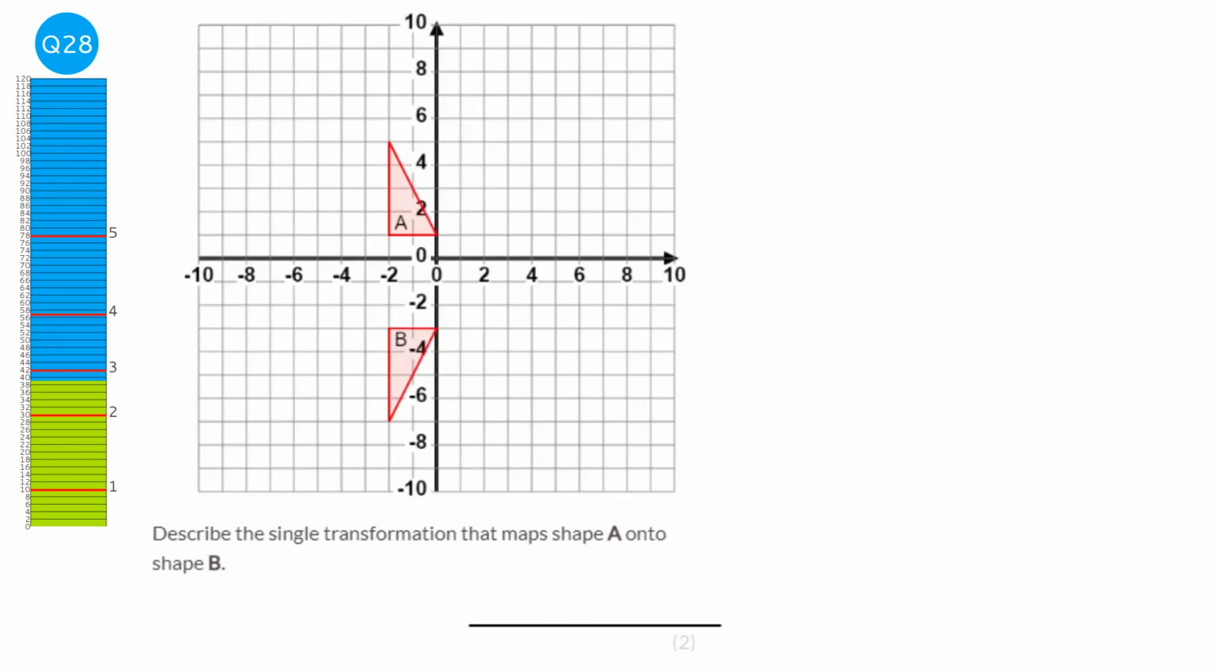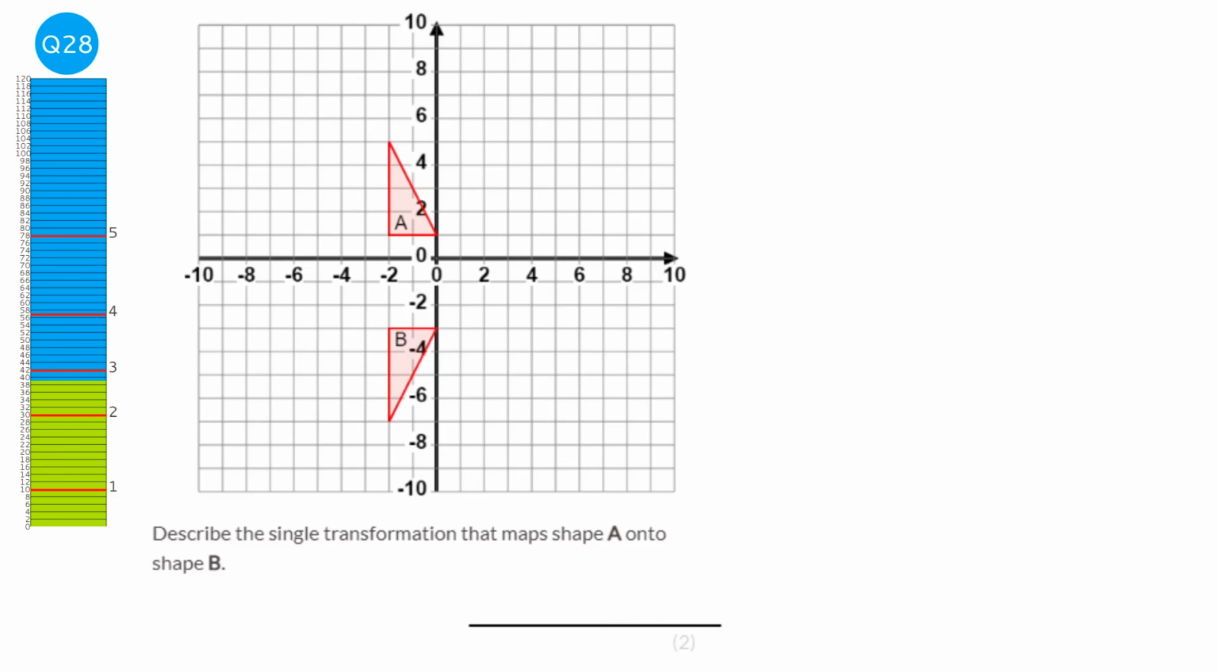So trying to describe the single transformation, it kind of looks like it could be a rotation, and it would be a rotation of 180 degrees. But if it was a rotation, it would actually be this way around. And so it's not a rotation. It looks to me like it's a reflection, which it is.